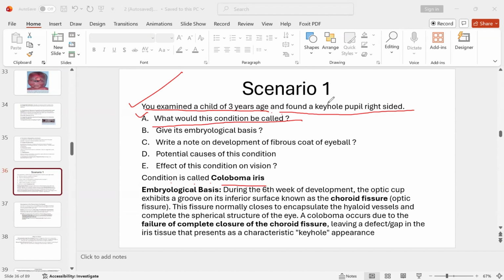As mentioned in the scenario, the patient has a keyhole pupil, and we know that keyhole pupil is a characteristic feature found among patients with iris coloboma.